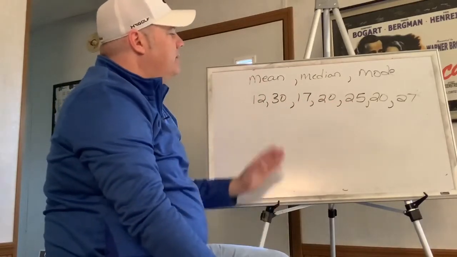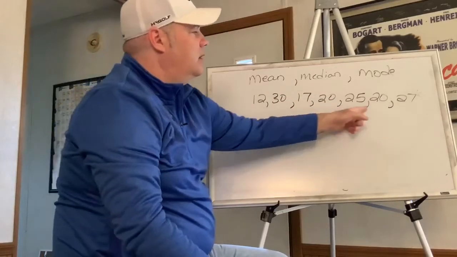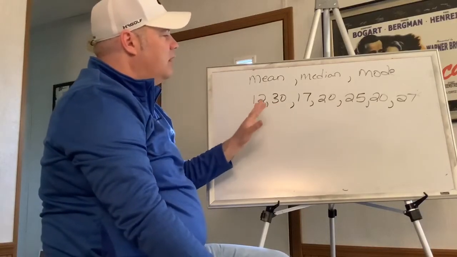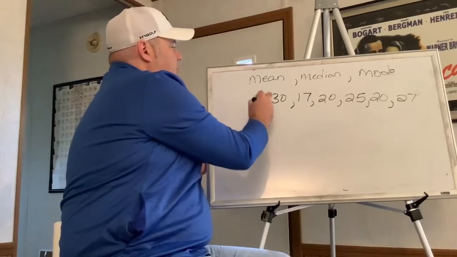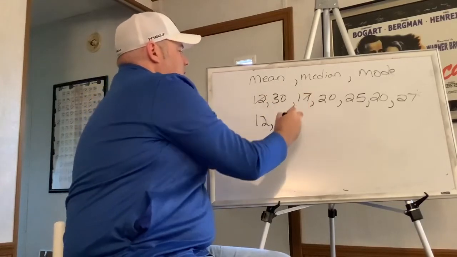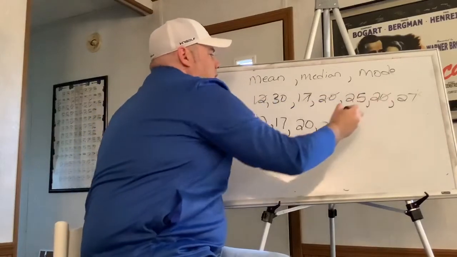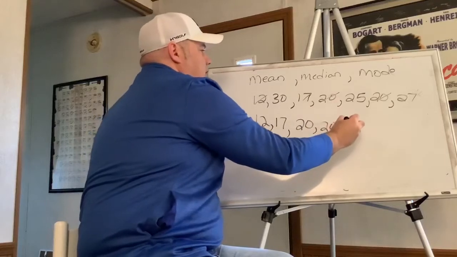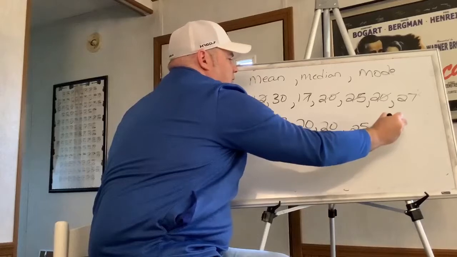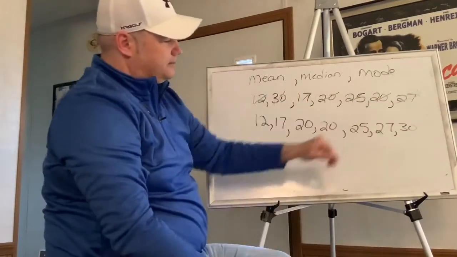We've already done that. Median, they have to be in numerical order to find the median, and they're not right now. This is the highest number, and it's way down here. So first thing you have to do is put them in numerical order. So 12, 17, and then the two 20s. You got to list both of them. And then 25, and then 27, and then 30. So you got to switch them to numerical order.